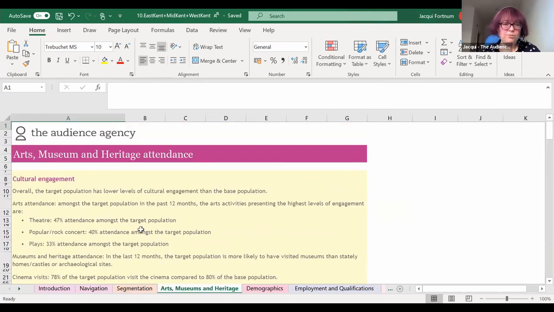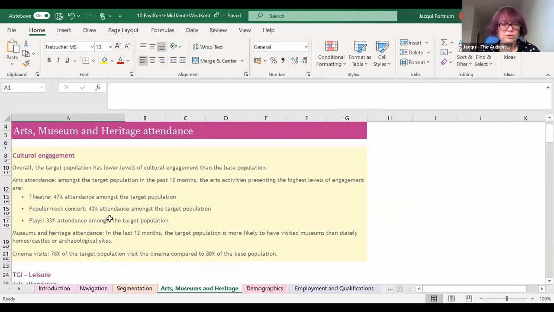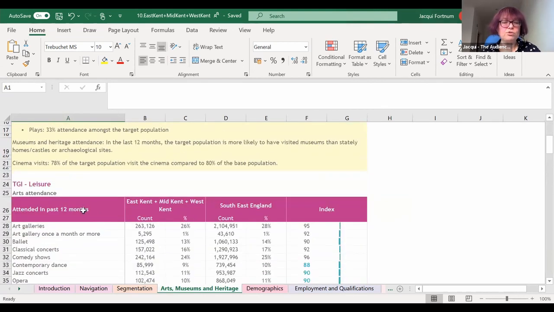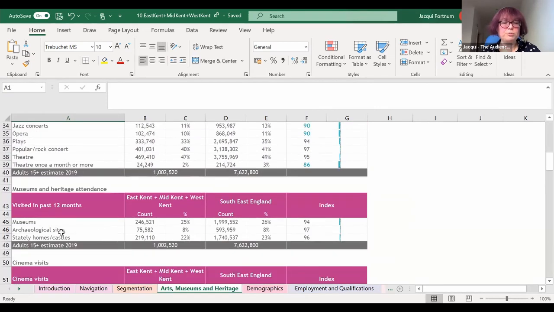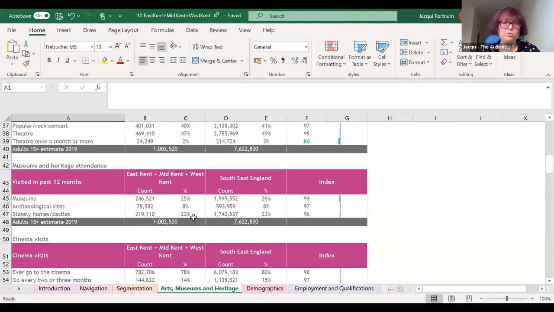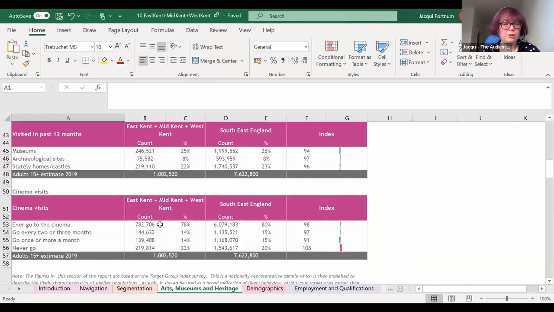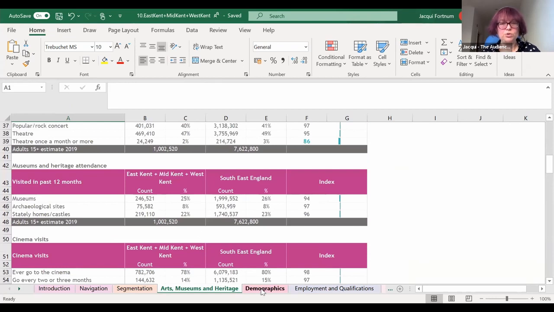Then you've got attendance at Arts, Museum and Heritage. So there's a general cultural engagement, which is part of the TGI data. And then there's a very specific set on museums and heritage attendance. And this gives an idea of the level of visiting within the 12 months previous to being asked the question. In this case, it will take into account the COVID gap as well, and also cinema visits. So it's looking at the sort of 12 months outside of COVID.